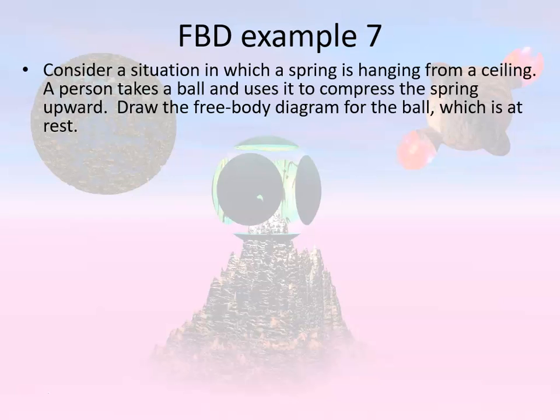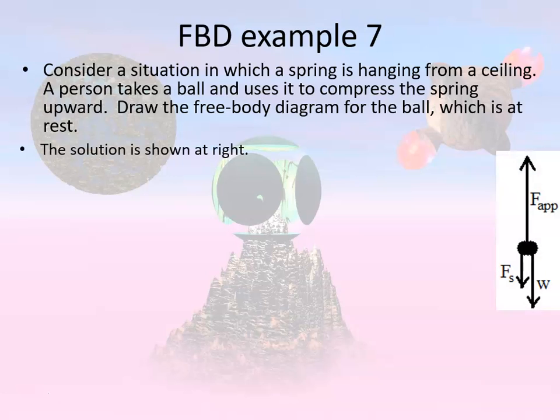How about a situation where a spring is hanging from a ceiling? In that case, a person takes a ball and uses it to compress a spring upward, suppose. So what would be the free body diagram in this case? Well, we would clearly have an applied force upward. That's what's being used to compress the spring.